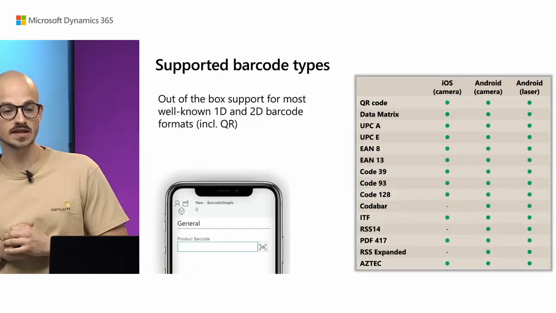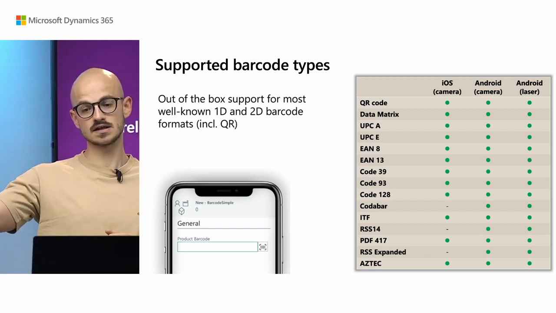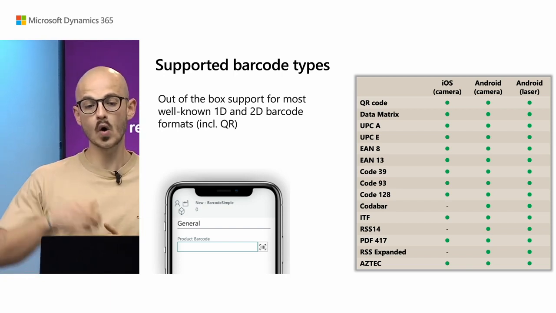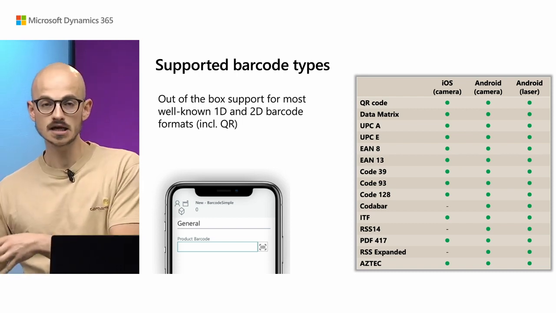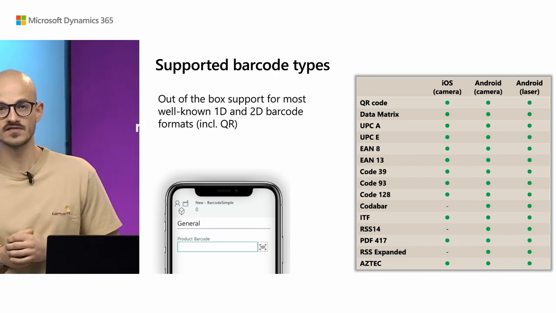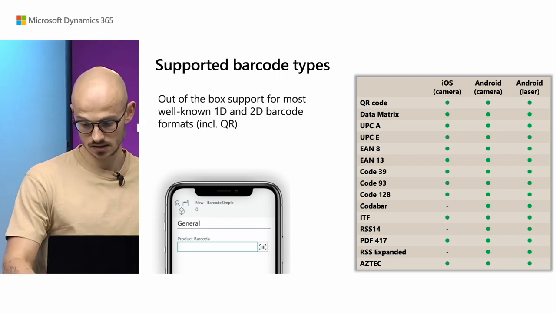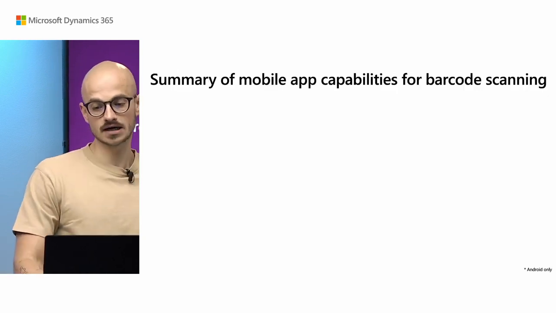In terms of the supported barcode types, the matrix remains the same. As you can see on the right side pane, you can see all the barcode types that we support for the camera barcode scanning. And then when it comes to the laser one, of course, it's bound to the device that you are using. And now let's go through a summary of the mobile app capabilities for barcode scanning.